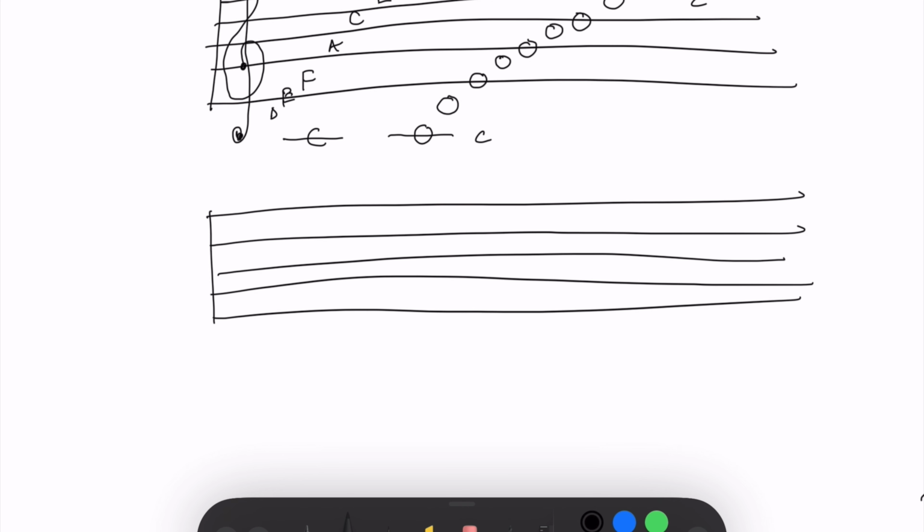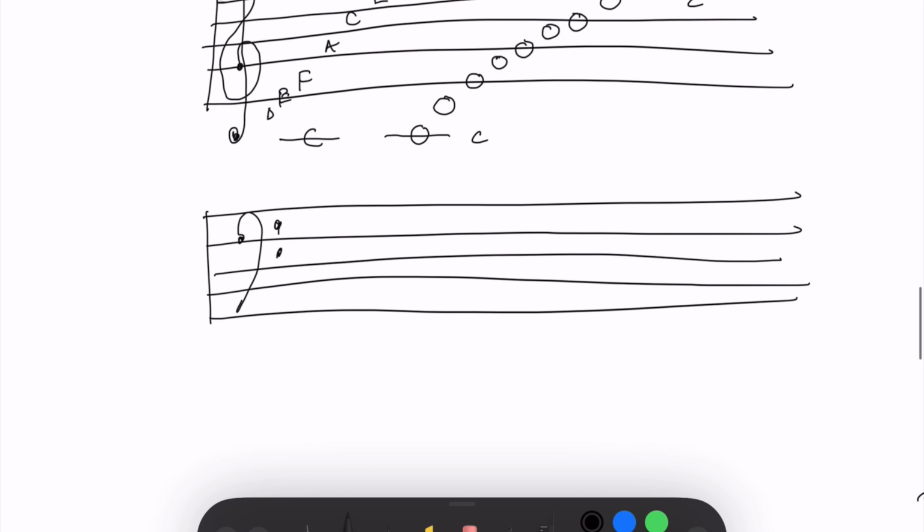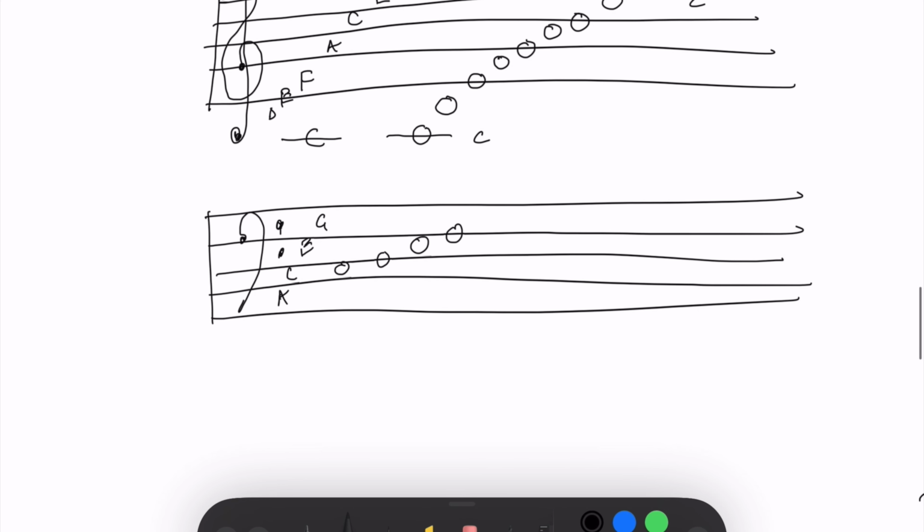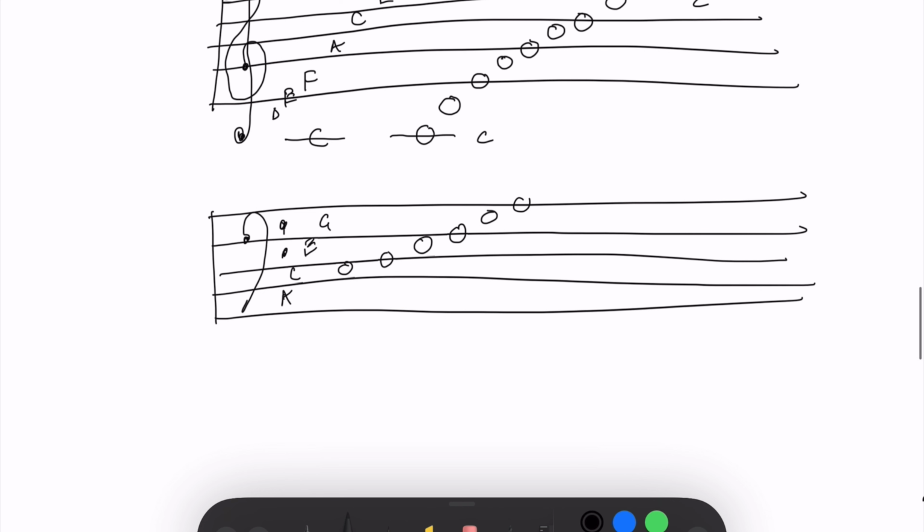If you have a bass stave like that, this will be your C. We start from here. Remember, A, C, E, G for the spaces. So this will be your C, and you have 1, 2, 3, 4, 5, 6, 7, and then the ledger line will be 8.